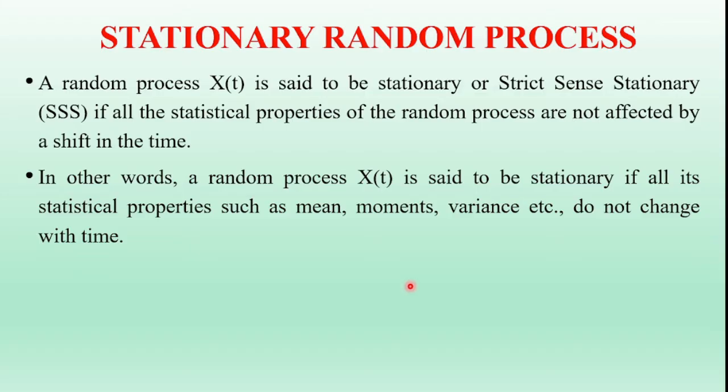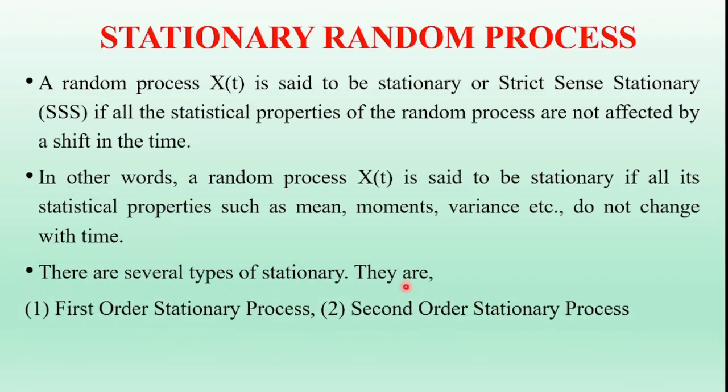For a stationary random process, all the statistical properties of the random process are not affected by a shift in the time. The physical meaning of stationary is that a translation of a sample function results in another sample function of the random process having the same probability.